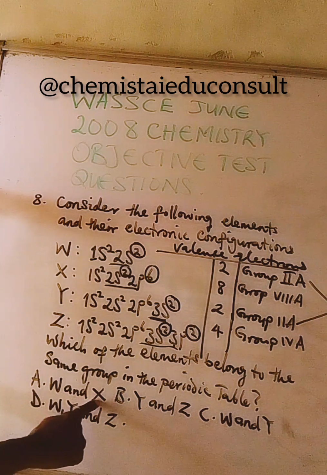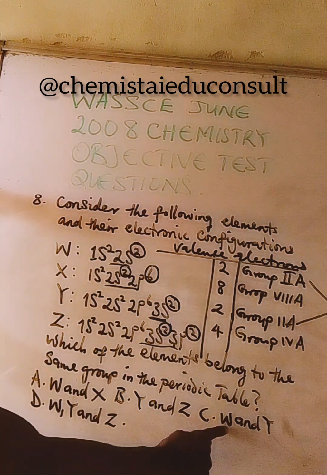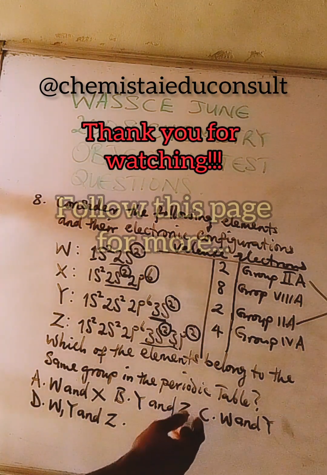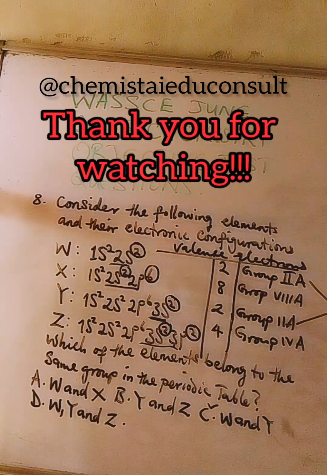W and X, no. Y and Z, no. W and Y. This one says W, Y, and Z. No, the answer is C. W and Y.